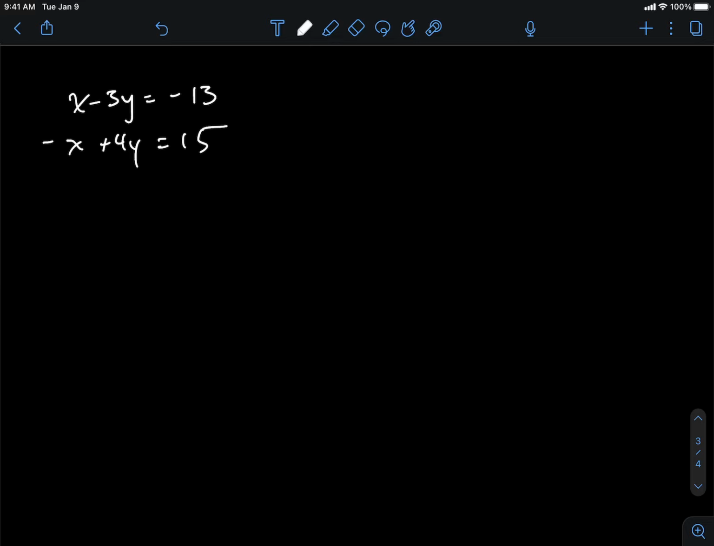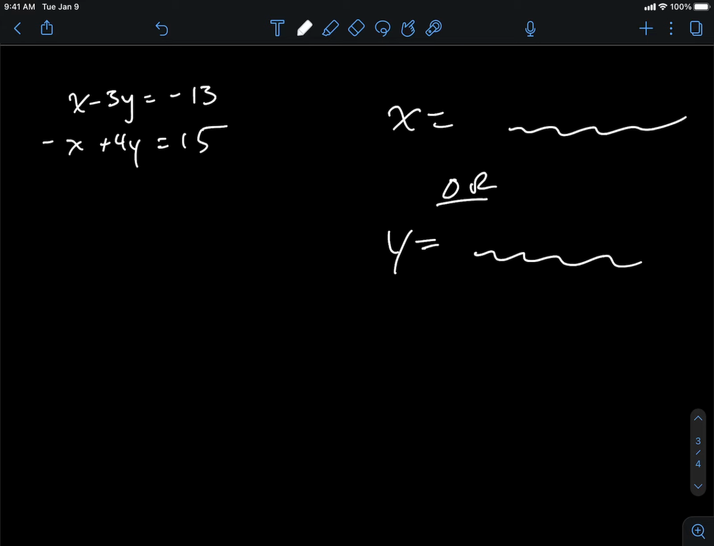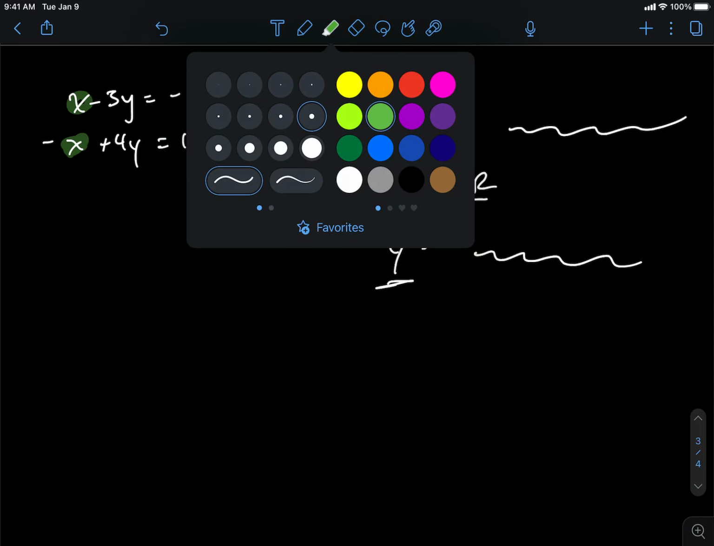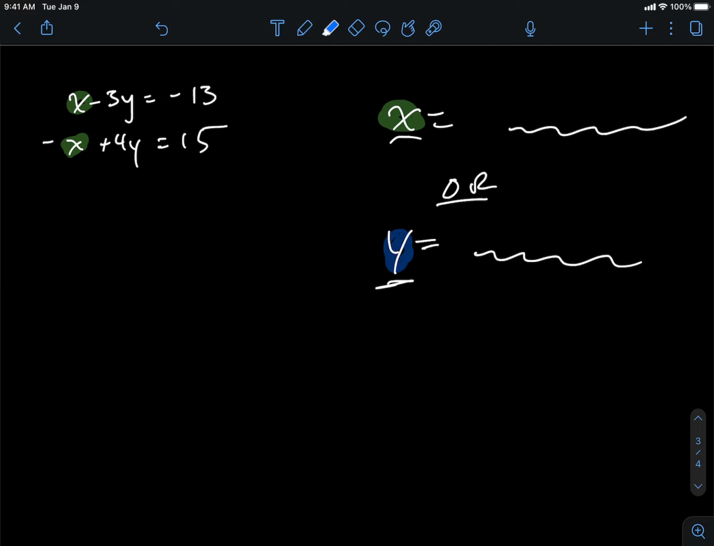You're going to have to tell me x equals all of this information, or you're going to have to tell me y is equal to all of this information, right? Once you've done that, you can substitute it in for where you see an x, or you can substitute it in for where you see a y. So just depending on what you've chosen to isolate for is going to dictate what you do. Is that okay so far?